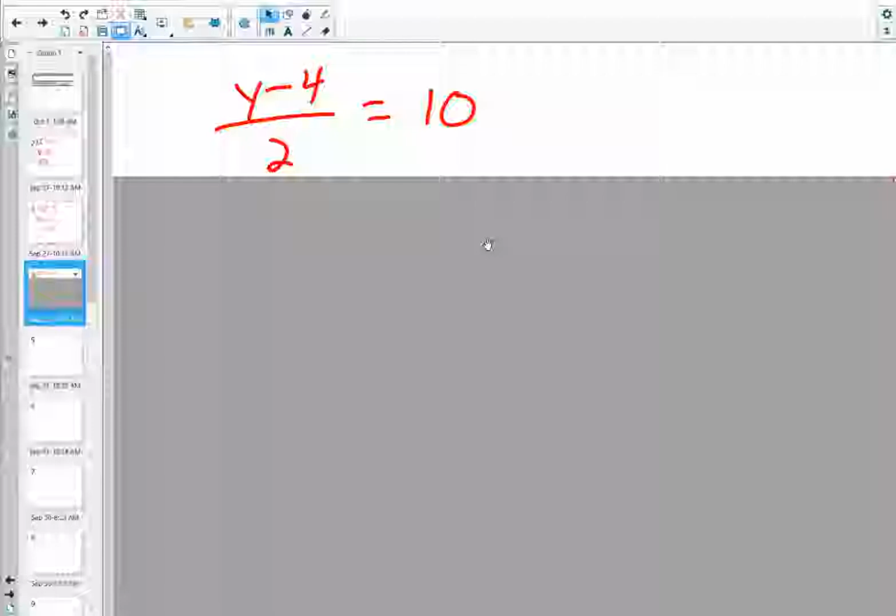In order for the y to be isolated, what would we need to cancel out? The negative 4 and the 2. So based on what we know, which one would you want to cancel first? You would say the negative 4, right? Yes.